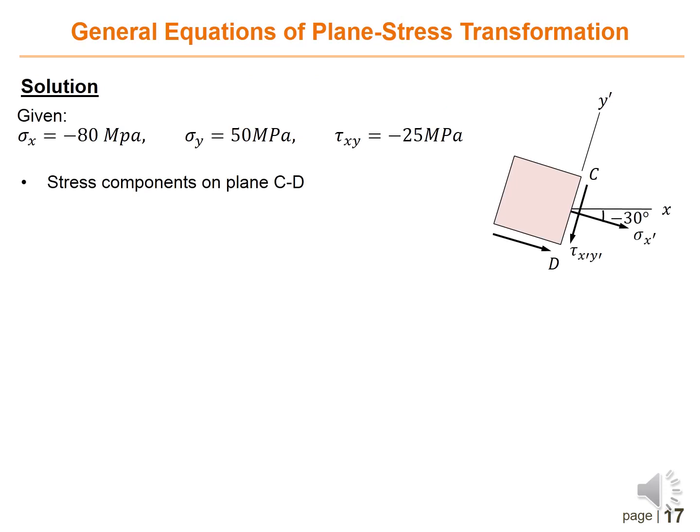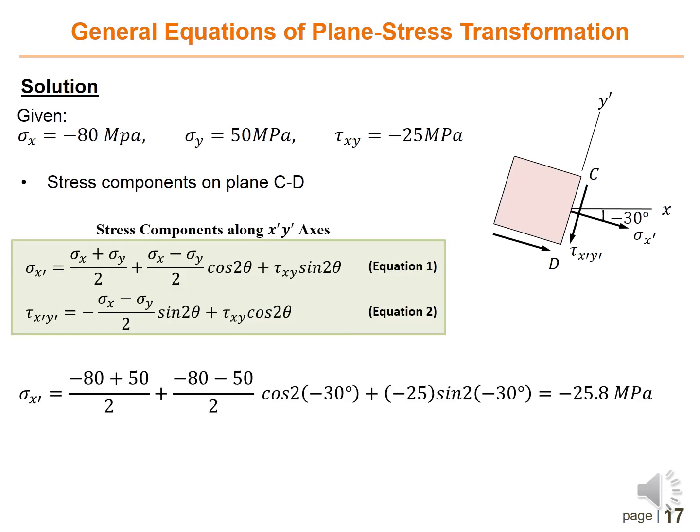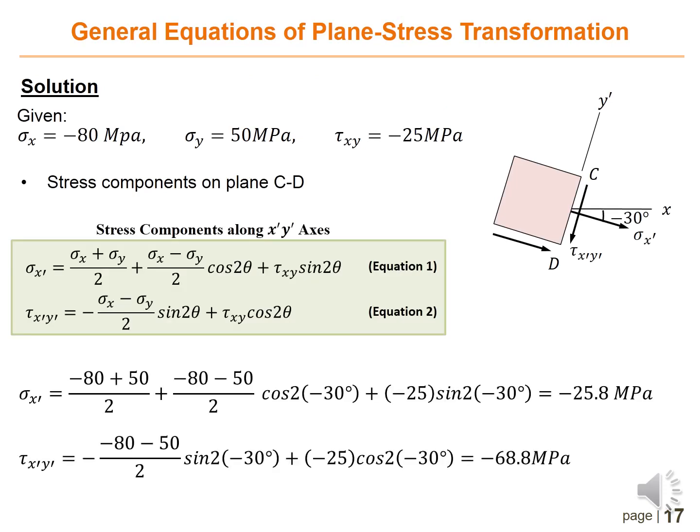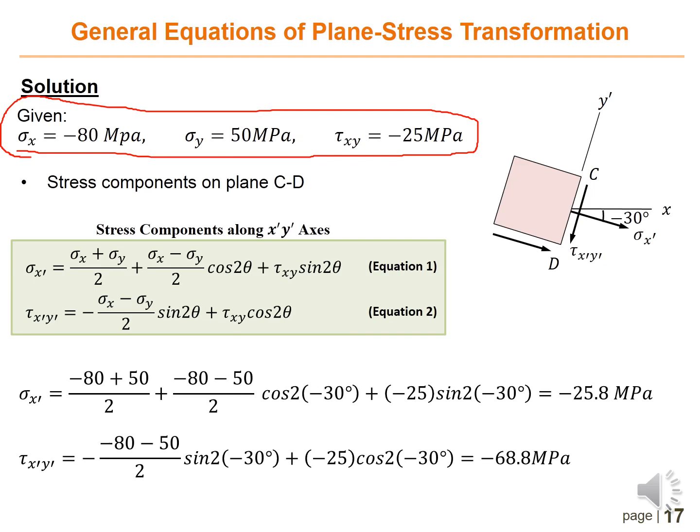Okay, so this is the solution for example number 2. You are given this equation, with these values from the question: sigma x, sigma y, and tau xy. First, let's find out what stress components act on plane CD.